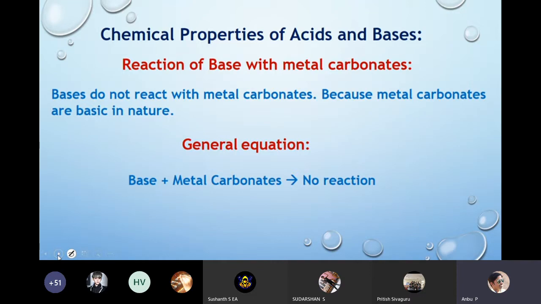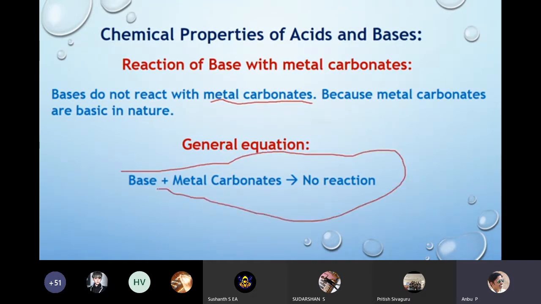Anyway, so understand that is a simple day-to-day life application. The next thing is the reaction of base with metal carbonate. Definitely, what is going to happen? Bases do not react with metal carbonate because metal carbonates are weak bases. So definitely they don't react, so we can write the equation as no reaction. However, if you write the equation, it comes out as base plus metal carbonate gives no reaction.